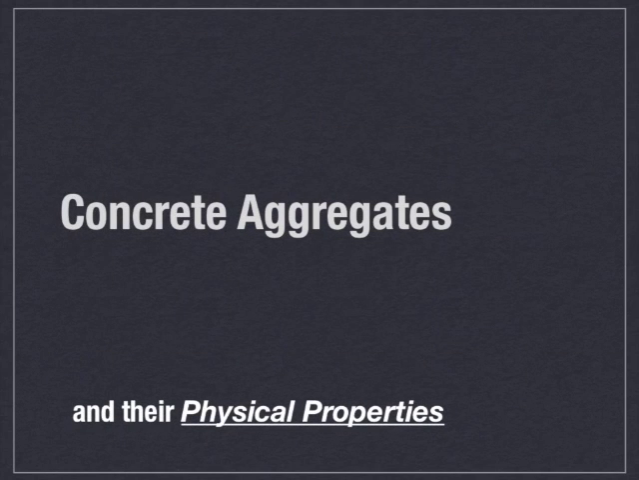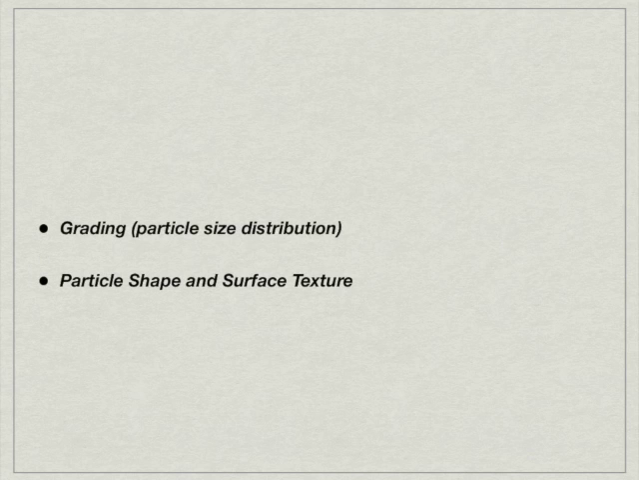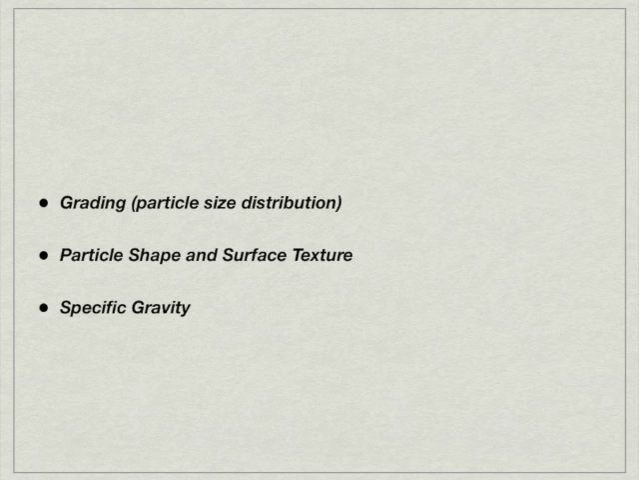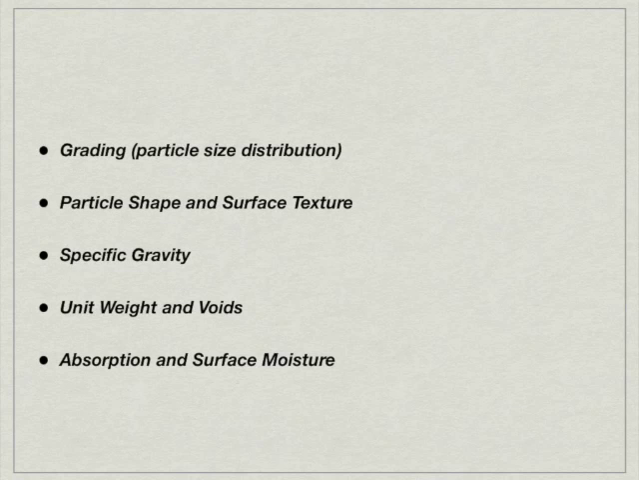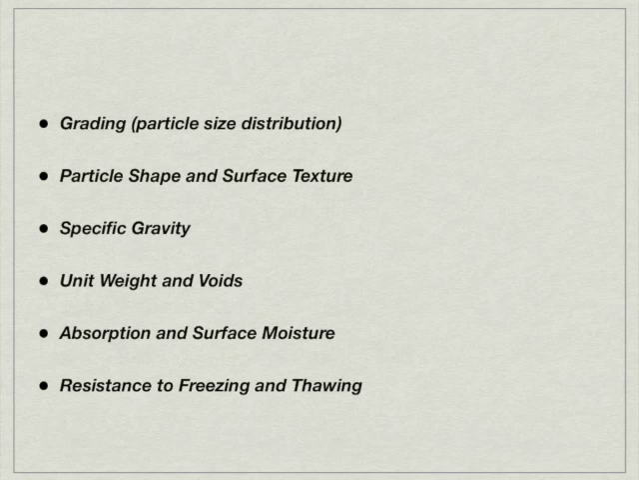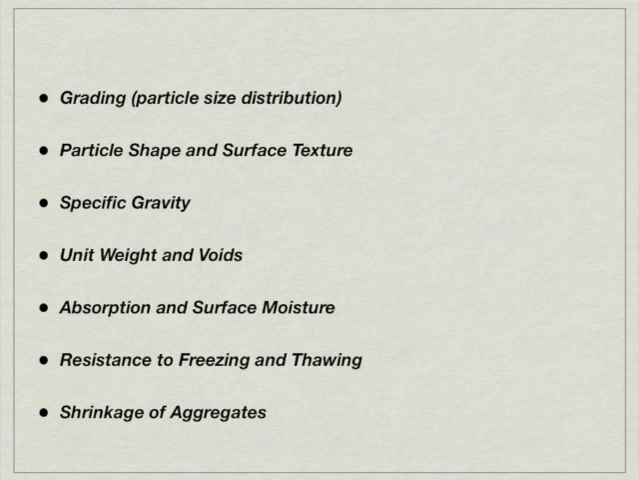And now that we know a little bit about where aggregates come from, let's take a look at their physical properties. Some of the aggregate properties we're going to be reviewing here include grading, specific gravity, unit weight, and surface moisture and absorption. However, there are a number of issues that you can research on your own that are critical to a concrete mixture. They include particle shape and surface texture, aggregates' resistance to freezing and thawing, shrinkage of aggregates, as well as alkali-silica reactivity.